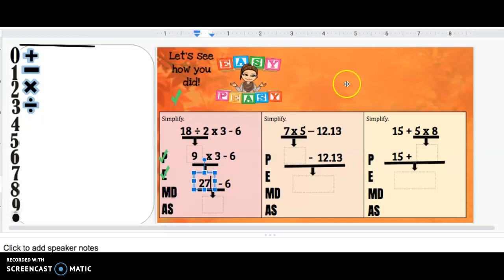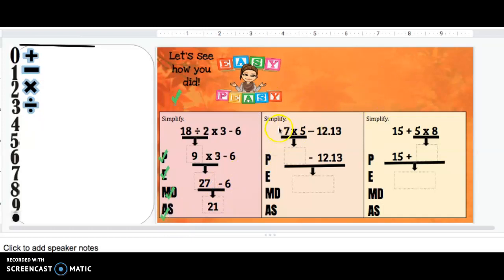And then I'm going to lastly do my 27 minus 6, because I can put a check mark over my multiplication and division since I only have subtraction, and that's my last step. 27 minus 6 is 21. And I'll put a check mark over my addition and subtraction and move on to the next question.